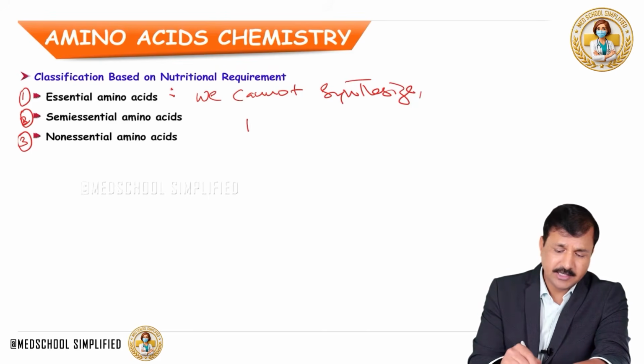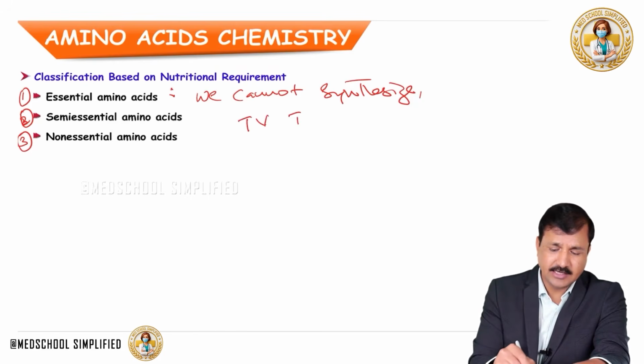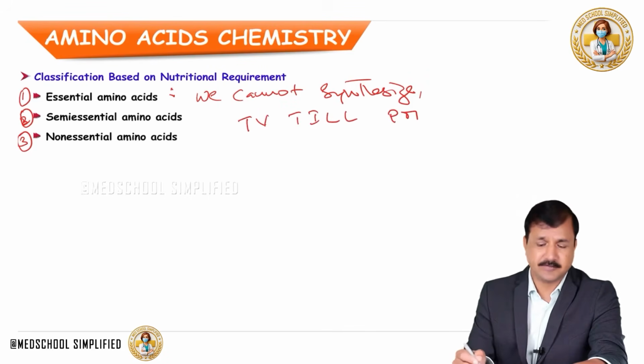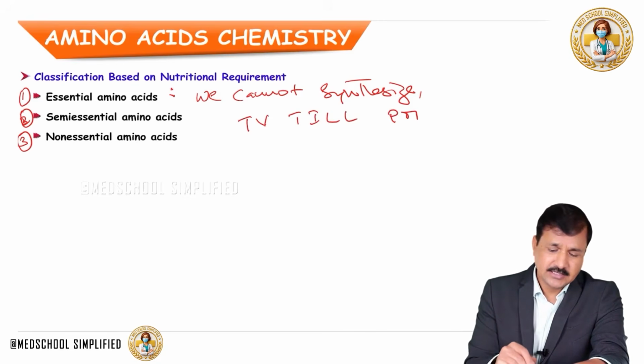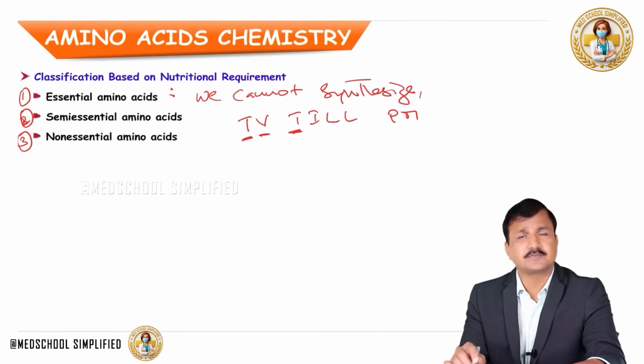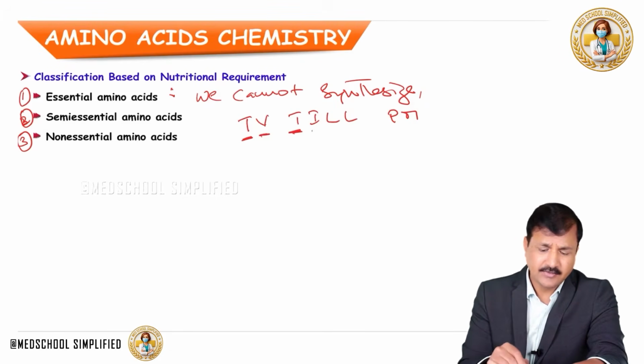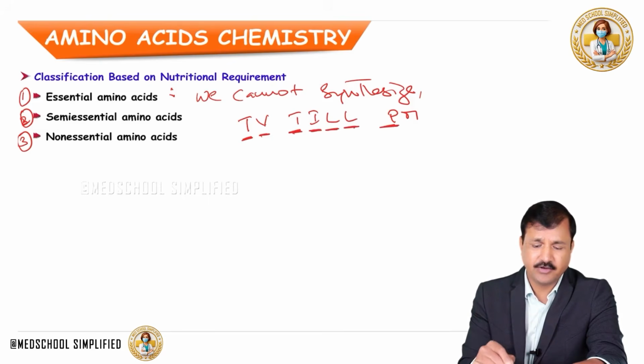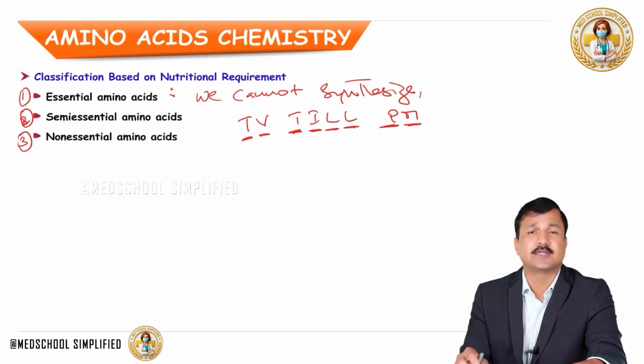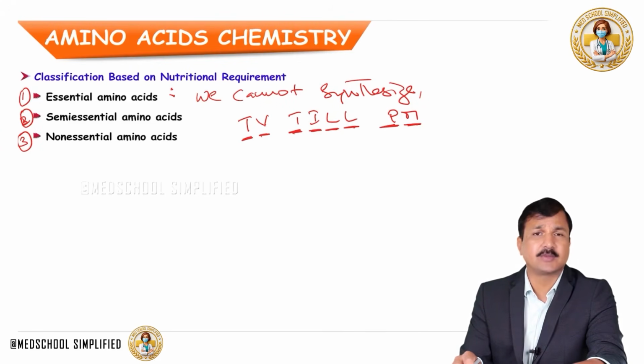So you can remember essential amino acids as TV till PM. TV till PM. What is TV till PM? It is tryptophan. T for tryptophan, V for valine, another T for threonine, I for isoleucine, L for leucine, another L for lysine, P for phenylalanine and M for methionine. So this is TV till PM, a mnemonic to remember essential amino acids.